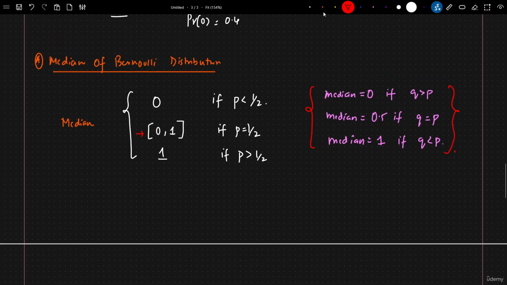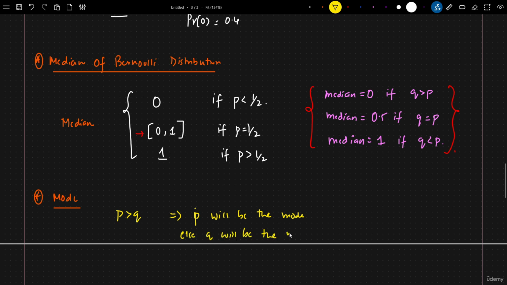Now similarly with respect to the mode, I will also go ahead and write for the mode of the Bernoulli distribution. Here also it will be very simple. If the p value is greater than q, then p will be the mode, or else q will be the mode. Whichever is the larger probability will be the mode. Because with respect to mode, we basically select the most frequently occurring element. But here, since it is more about a probability distribution, if the p value is greater than q, we consider p as the mode, else q is considered the mode.